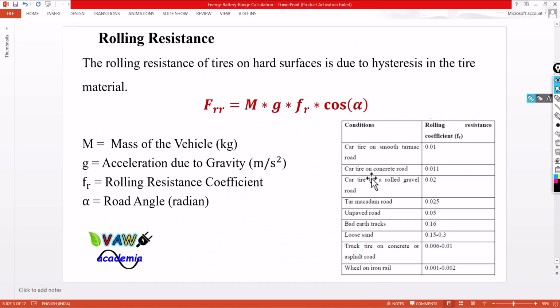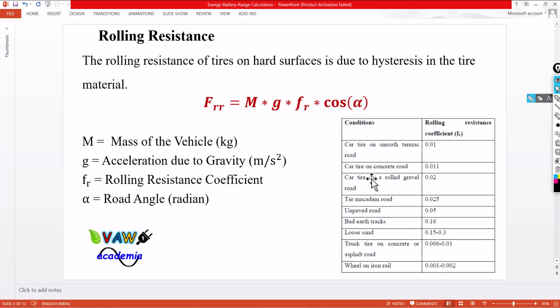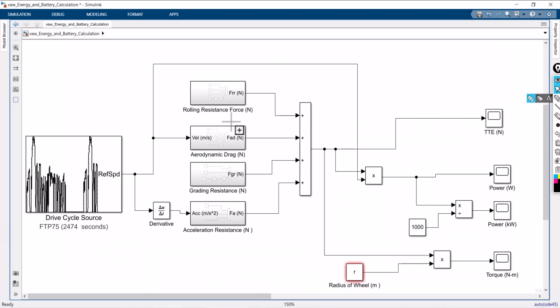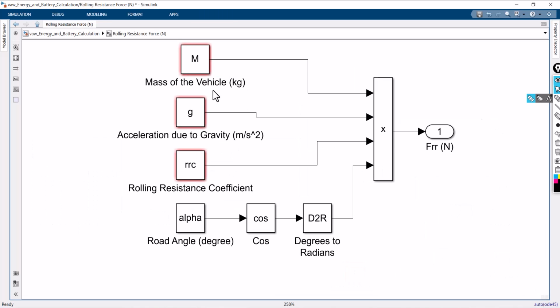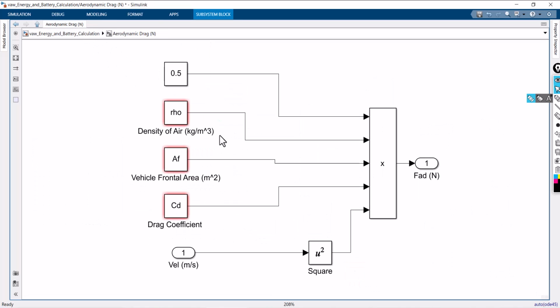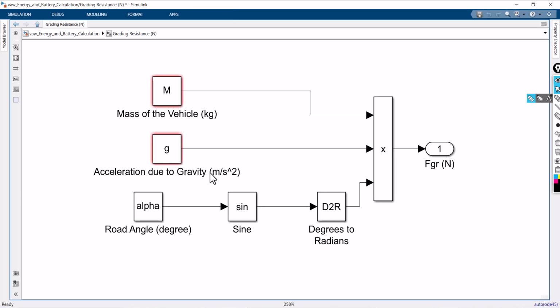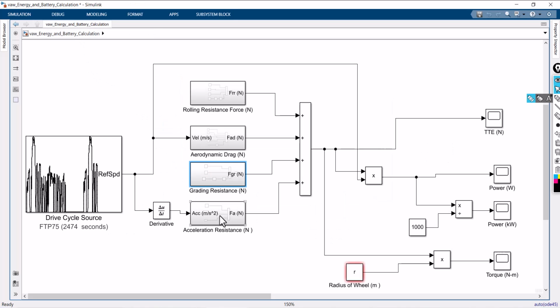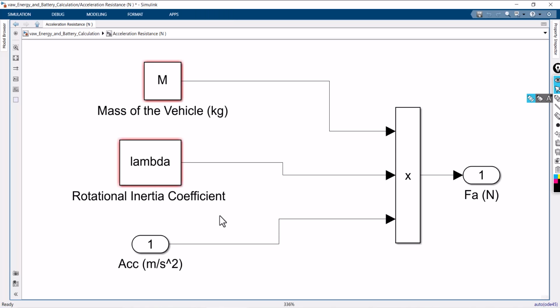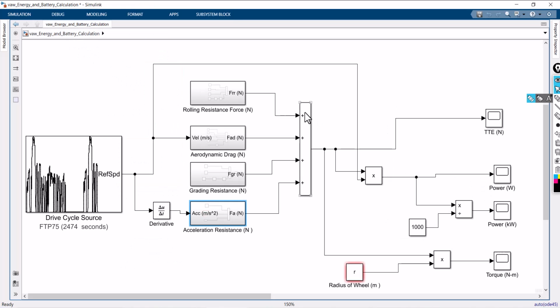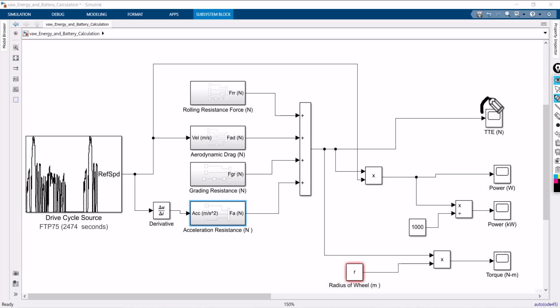They depend on equations; you can refer to this PPT. The forces are created depending on these equations. The first one is rolling resistance force: mass into g into rolling resistance coefficient into alpha. Similarly, aerodynamic drag according to the equation which I developed, then grading resistance, and the fourth, acceleration resistance. Once you add all the forces, this will give you the total tractive effort.